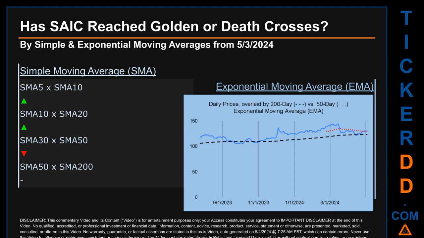Continuing with SMA, we looked across the 5 to 10, the 10 to 20, and the 30 to 50-day ranges to see if golden and death crosses had been reached. We found golden cross signal for the 5 to 10, the 10 to 20. We found death cross signal for the 30 to 50. We could not find either golden cross or death cross signal for the 50 to 200.